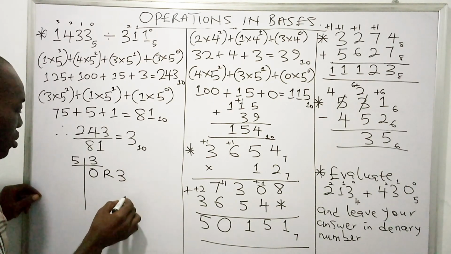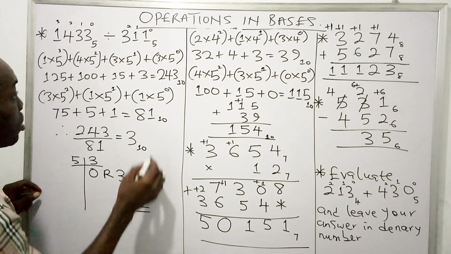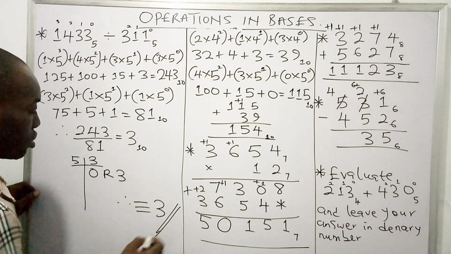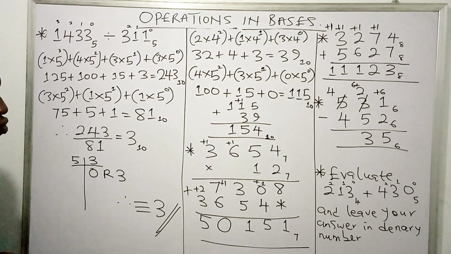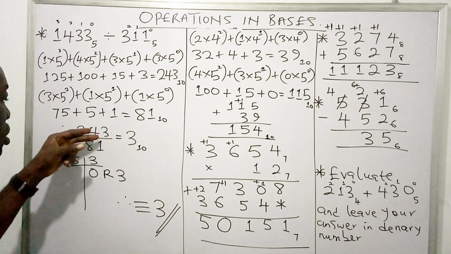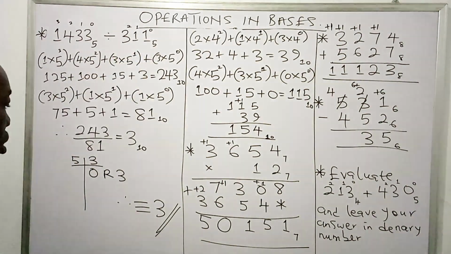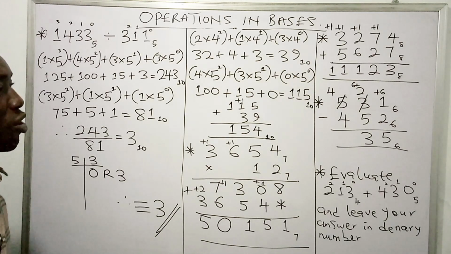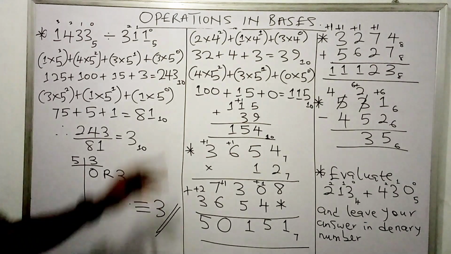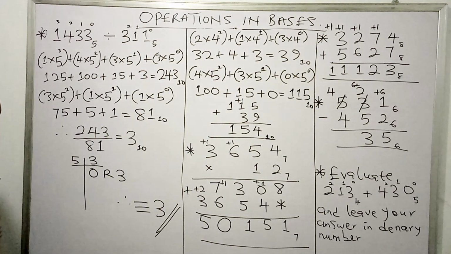So therefore, the solution to that problem is 3. So we first of all change to base 10, we go ahead with the division, then we return the answer back to the original base given to us. So that will be the size of our lecture today involving the topic operations in other bases.